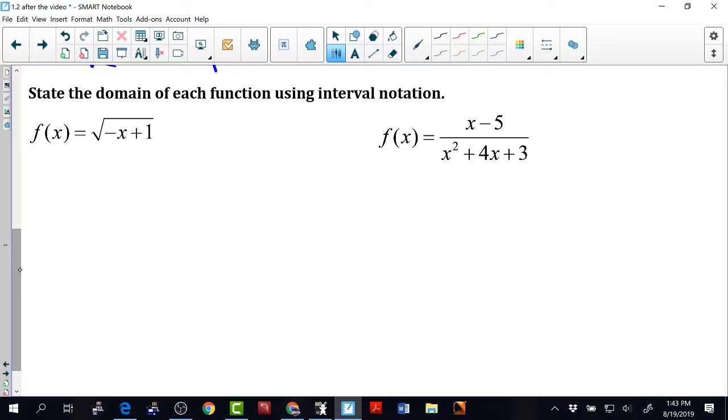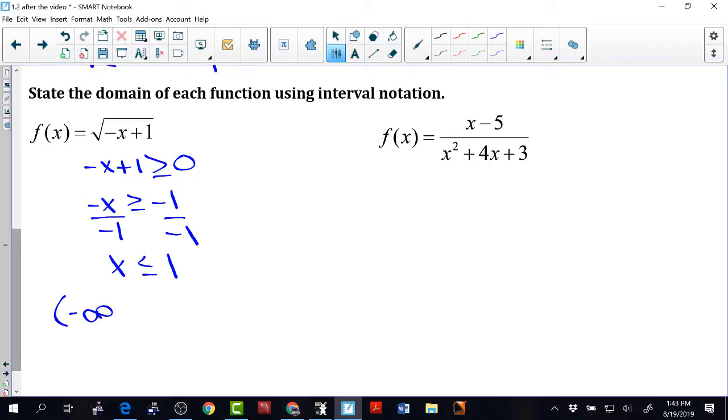All right, on the first one, negative x plus 1 has to be greater than or equal to 0. The square root of 0 is 0. That's fine. Now, if we put that in the denominator, then we would not have it equal to 0. So negative x greater than or equal to negative 1, divide by negative 1. So x is less than or equal to 1. So the answer is negative infinity to 1.